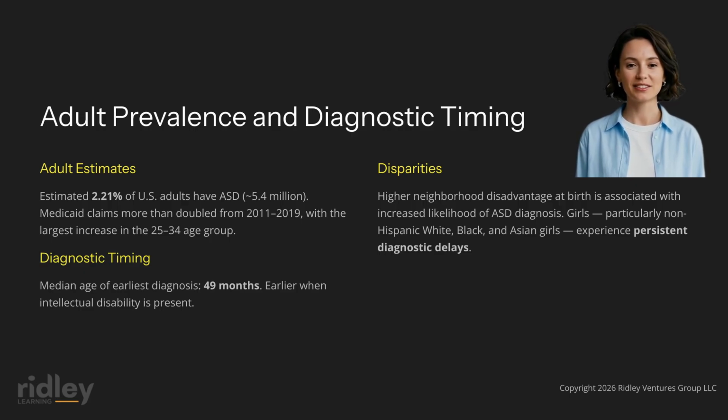A 2023 Medicaid claims analysis of 403,028 unique adults with autism claims from 2011 to 2019 found that autism prevalence more than doubled over that period, with the largest increase, 195%, occurring in the 25 to 34 age group. This strongly suggests that many older autistic adults remain undiagnosed. Timing of diagnosis and equity in identification remain active concerns.